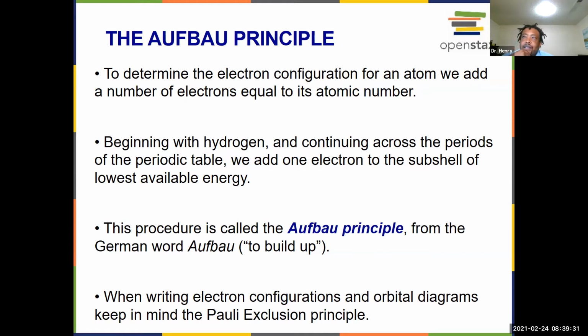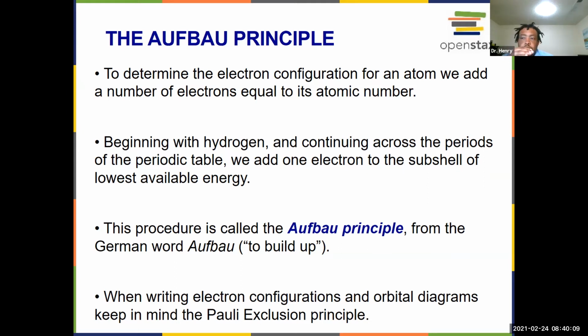Okay, so then the Aufbau principle. Aufbau basically means to build. In that context, the principle says that we want to make sure we're determining the number of electrons equal to the atomic number, right? Because it's a balanced situation unless it's an ion. So our number of electrons is going to equal our number of protons.